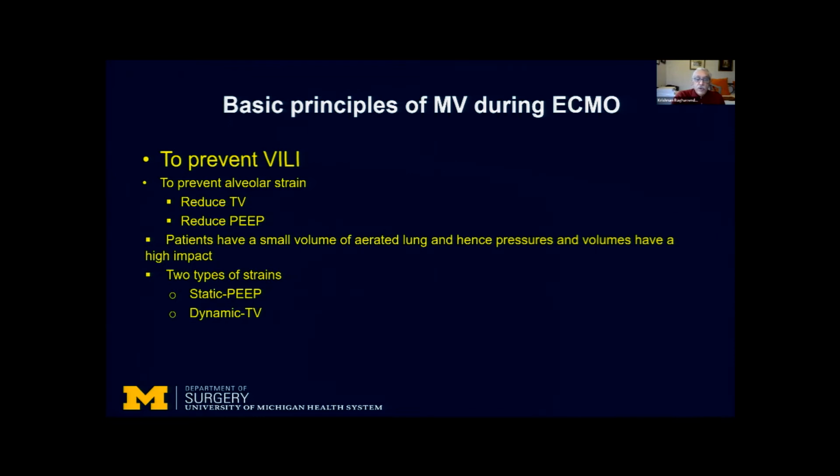So hence the pressure volume curves are reflected at a much higher exaggerated scale. What does that mean? Small increments in tidal volume, small increments in pressure have a significant impact on the lung because there is very little lung that is actually aerated. So you have to be very careful with modulation of pressure and volume during ECMO. The other part to remember is there are two different types of strains. The static strain, which is generally manifested by PEEP, and the dynamic strain, which is generally manifested by tidal volume. And I can explain as we go along.